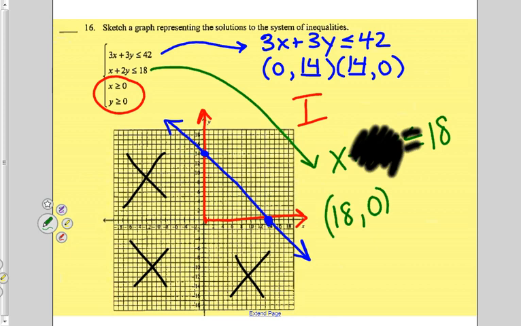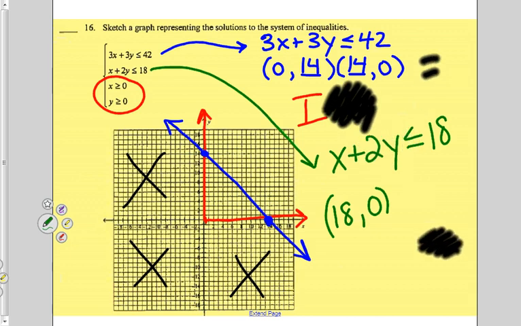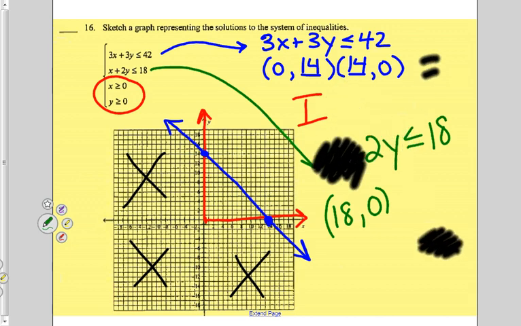Okay? If I covered up x, what would y have to be to make 2 times something equal 18? 9. Okay? So 0, 9 is the y-intercept. 18, 0 is the x-intercept. Connect them.